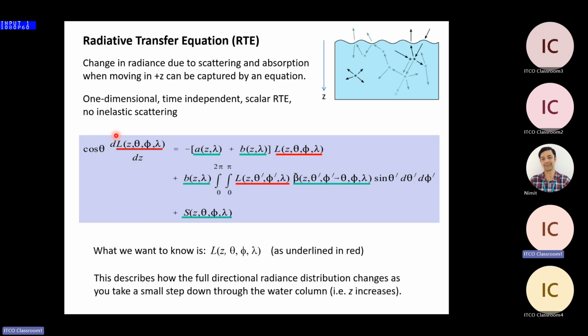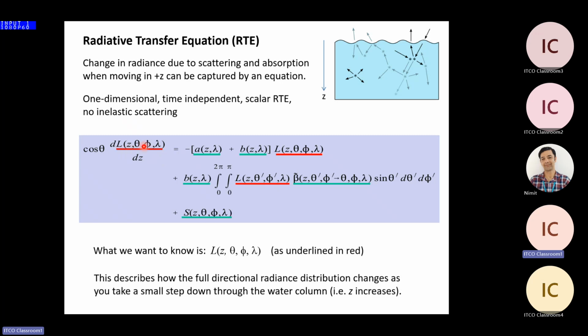So this is the one-dimensional time-independent scalar radiative transfer equation with no inelastic scattering, because you can have different versions of this, but this is what I've just been talking about. It's got no inelastic scattering in it. We'll talk about that more in a minute. But basically, this is without polarization, and it's for a radiance distribution that varies only with depth. So that's why it's one-dimensional.